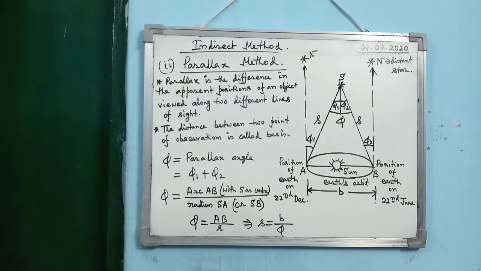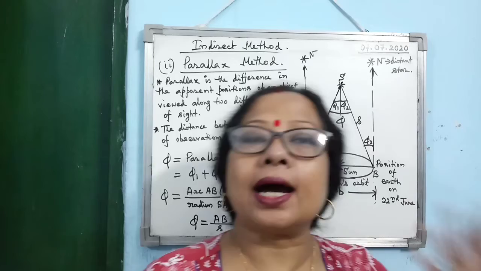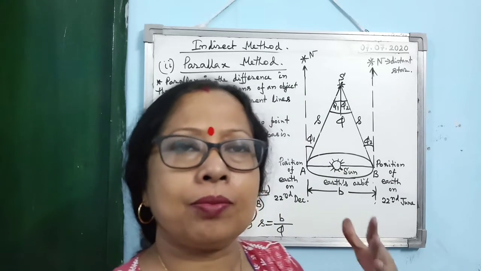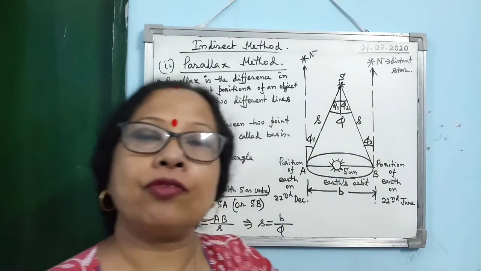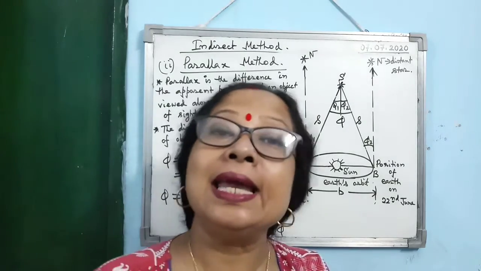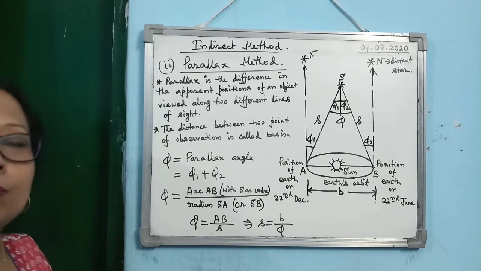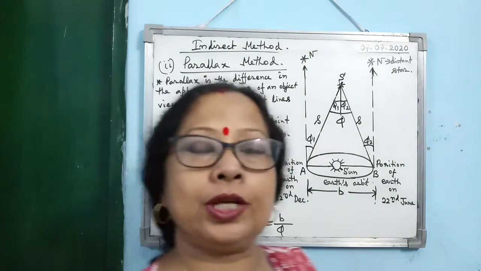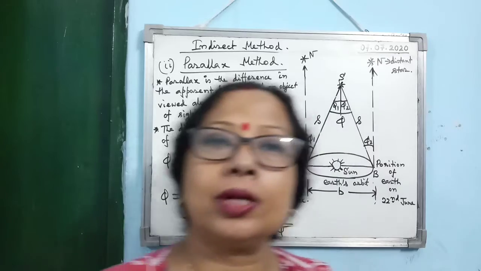Now what is the meaning of parallax? Parallax is the difference between the apparent positions of an object when viewed along two different lines of sight. Just consider when you look at any star which is not very distant from us. You will observe that the position of the star, when viewed from the same position on Earth, changes. So there is a change in the apparent position of the object when you view the same object from two different lines of sight. That is known as parallax.